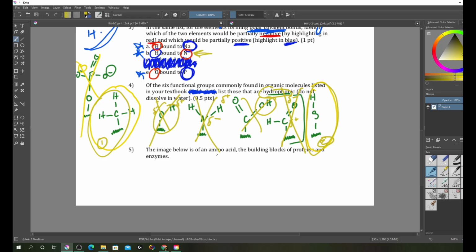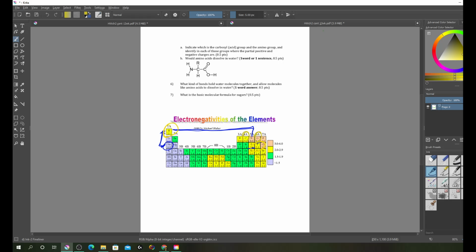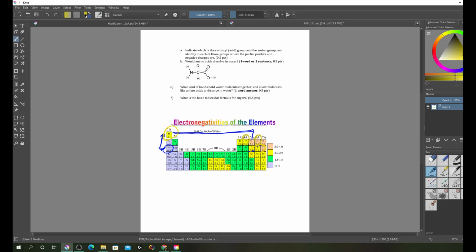Okay, so the image below is of an amino acid, the building blocks of proteins and enzymes. Okay, let's look over here. And let's get closer again.